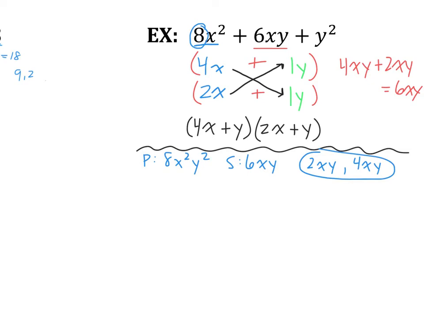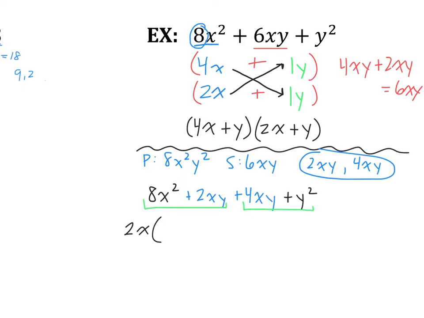So we're going to split the middle term. So we really have 8x squared plus 2xy plus 4xy plus the y squared. And now we group. First group, second group. And so we pull the GCF out of that first group, which is going to be a 2x. And we're left with 4x plus y. Second group, we can pull out a plus y, and we're left with a 4x plus y.